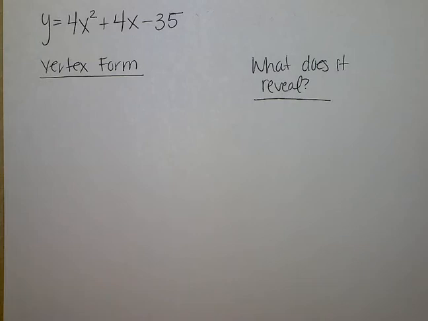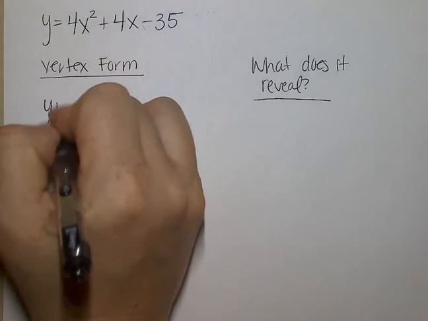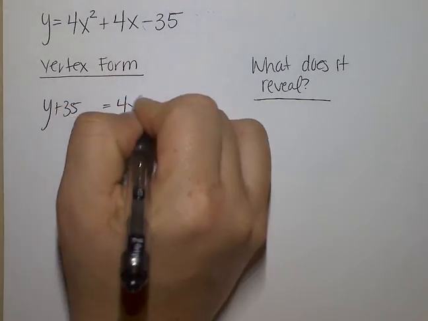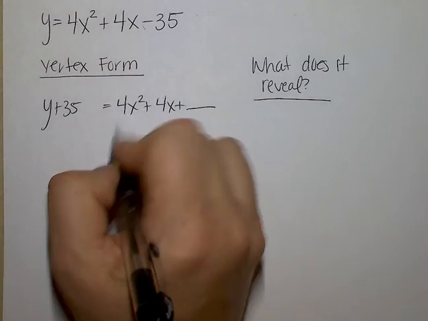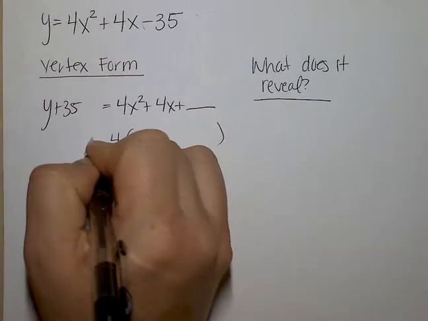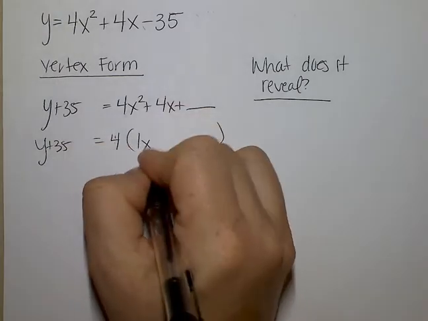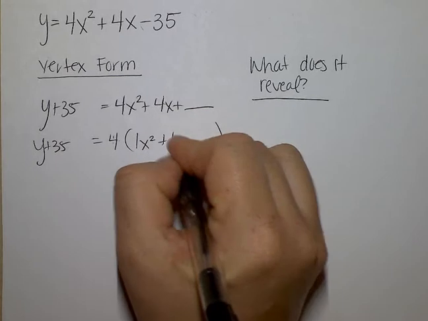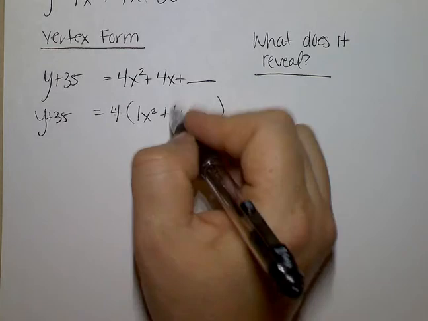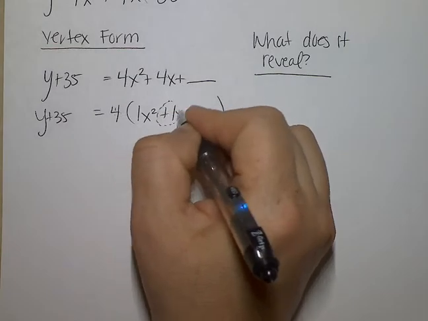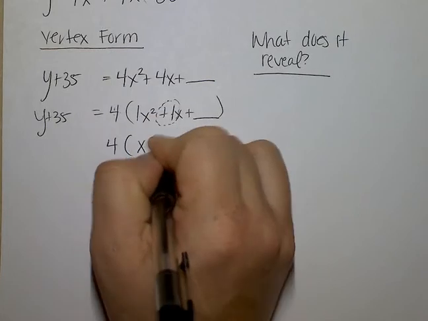Vertex form. So first I'm going to take the constant and move it over to the left-hand side. Then I'm going to divide the leading coefficient out. Four divided by 4 is 1. 4 divided by 4 is 1. Then take the b value and divide it by 2. 1 divided by 2 is 1/2, and it's positive.